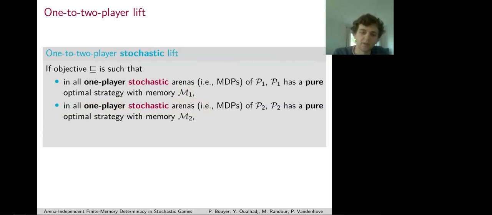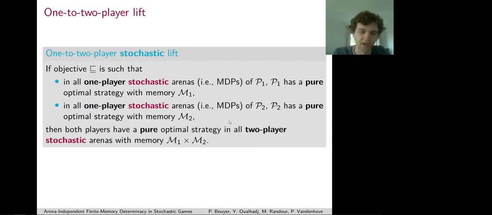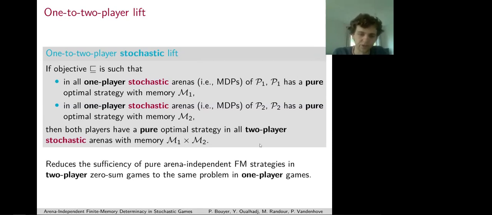strategies. And you may be more used to the terminology of Markov decision processes for one-player stochastic arenas. And with that, it tells you that in all 2-player stochastic arenas, you can actually also play with the same fixed memory structure, which is given by the product of M1 and M2, which you can see as a direct product of automata, and also using no randomization. So the gist of that result is that it reduces the sufficiency of pure arena-independent finite memory strategies in two-player zero-sum games to the same problem in one-player games.